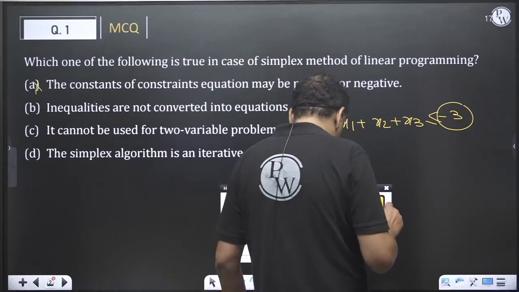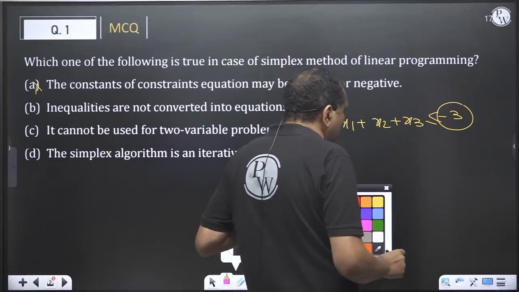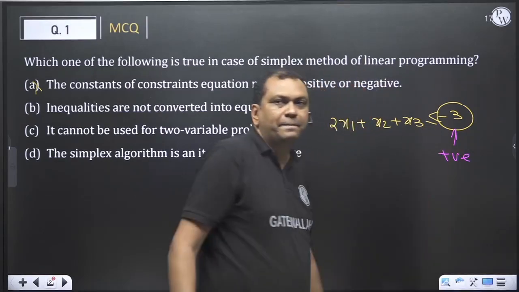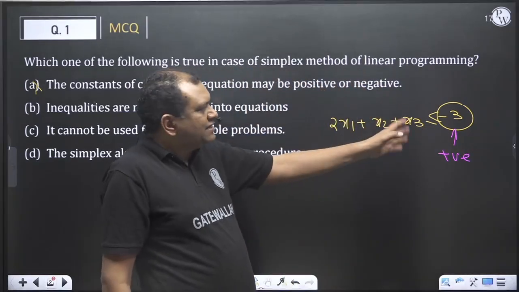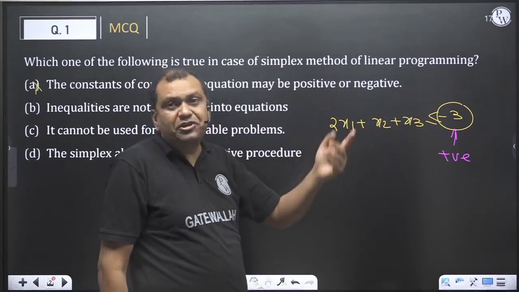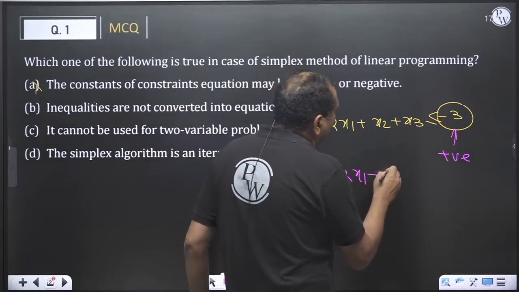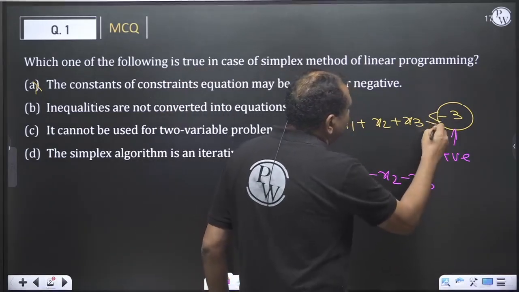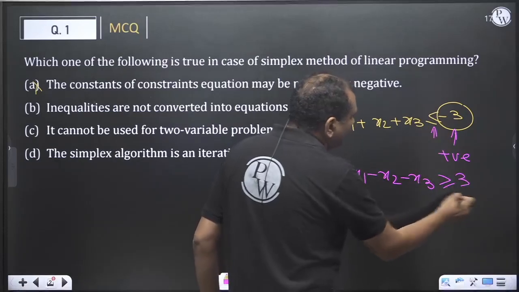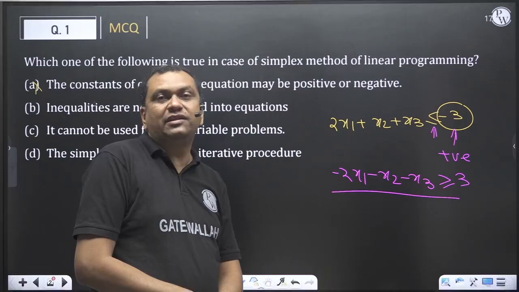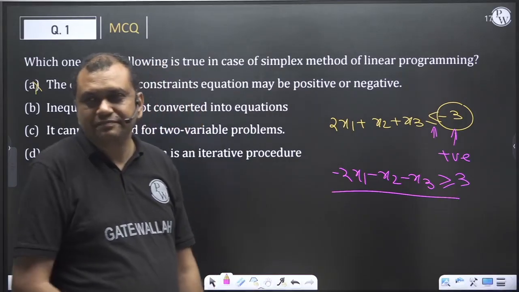To begin Simplex, this must be positive. If it is negative, then the entire equation is multiplied by negative, so minus 2x1 minus x2 minus x3, this sign will change. Right hand side must be positive, otherwise we cannot begin the Simplex iterations.